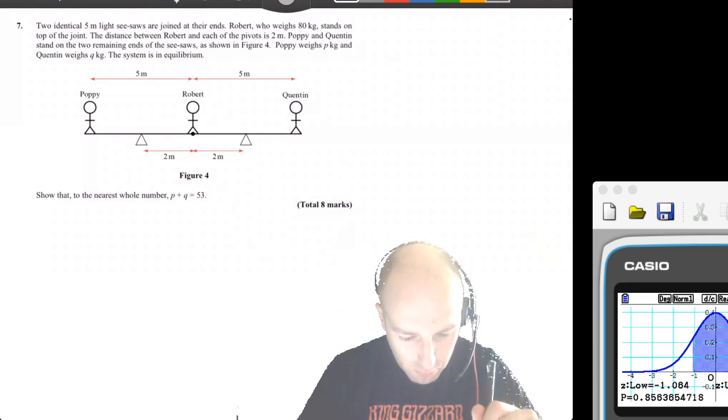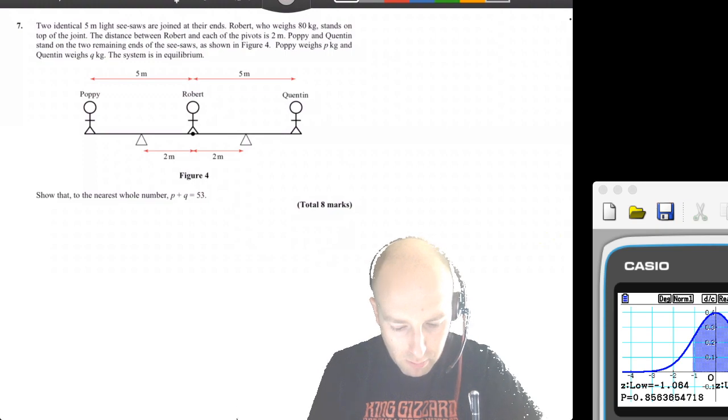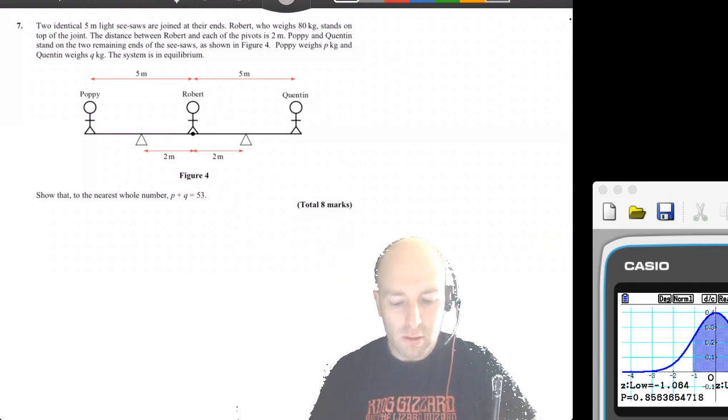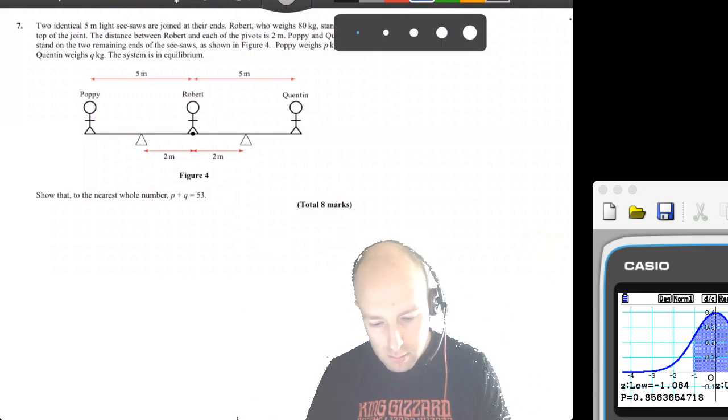Don't know actually. I haven't thought about this one. So really, we want expressions for each of their weights, don't we? And Robert's what's stopping it from moving on each one. Cool. Let's just jump in and try it. So if we resolve first of all up and down, I think that's a good place to start.